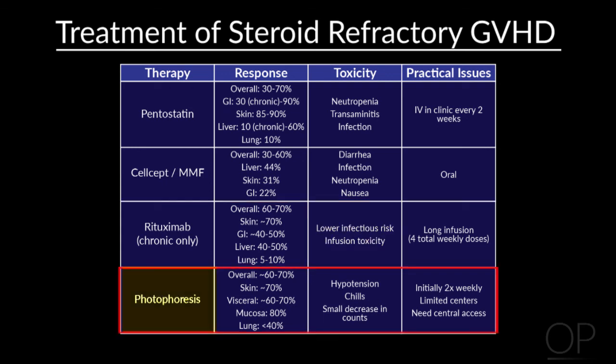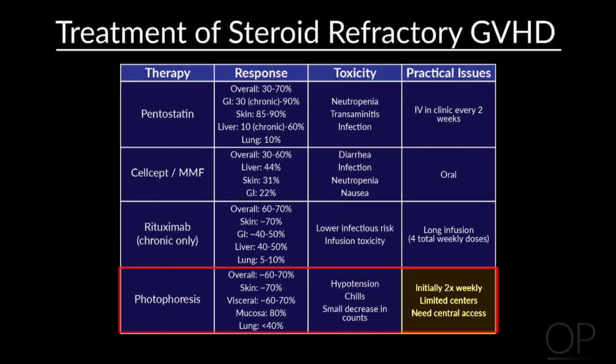And finally, photopheresis, which is extracorporeal photopheresis. This is done commonly, has a pretty good response rate in almost all systems, and the best we've seen for lung, though still not ideal. There are some issues with hypotension, chills, some small decrease in your counts. It tends to be less immunosuppressive than the other therapies. The problem is the practical nature of it.